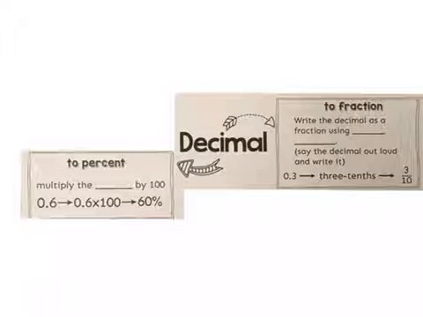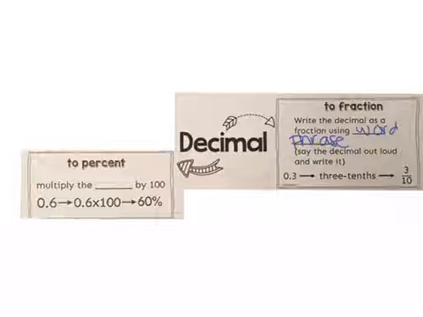Hey guys, now we're going to start with a decimal and change it to a fraction or a percent. To change it to a fraction, you're going to write the decimal as a fraction using a word phrase. Basically, you're going to put it into words. You're going to say it out loud, and then you're going to write it.